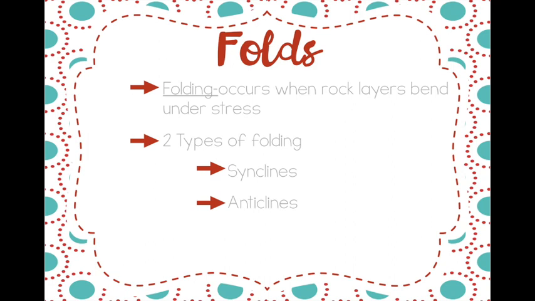Now, folds are another component we're going to be talking about. Folding is a vocab word, which means it occurs when rock layers bend under stress. So under those higher temperatures, they're going to start to fold. When those rock layers bend under stress, it is called folding. There are two types of folding: synclines and anticlines. Anticlines is the one that looks like the bowl. Synclines is the one that looks, I got that backwards. Anticlines is the arch, and synclines is the bowl shape.